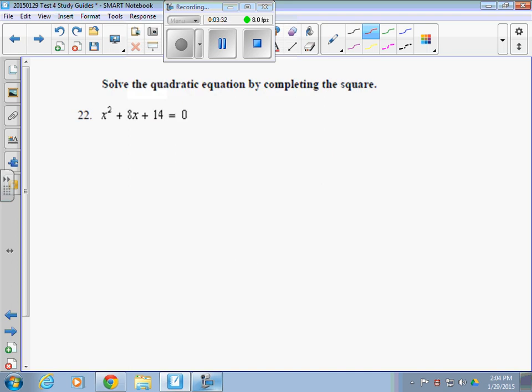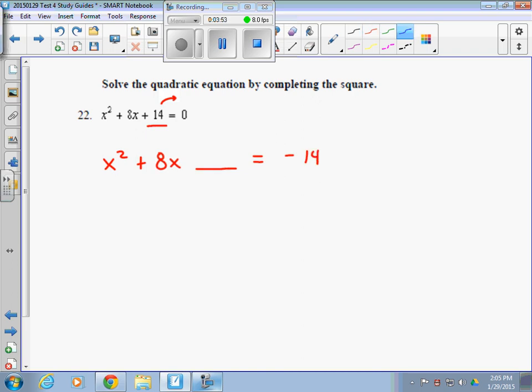22 says complete the square. In order to complete the square, you need to get a new c value. Plus 14 doesn't work, so in order to move it over, you have to subtract it. What that leaves you with is x squared plus 8x plus our new value of c, which we're going to determine, equals, when you subtract 14 on both sides, negative 14 on the right.